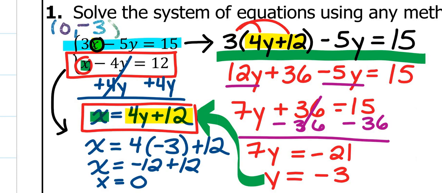All right, so those are two methods. First we did elimination, then we used substitution. Let's move on.